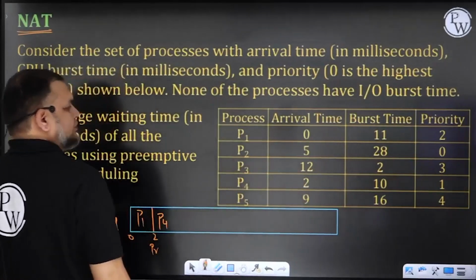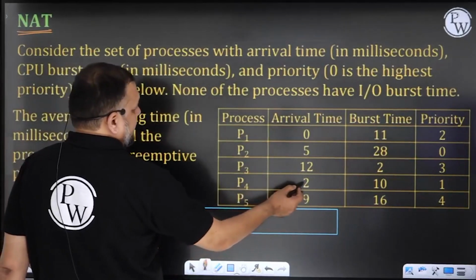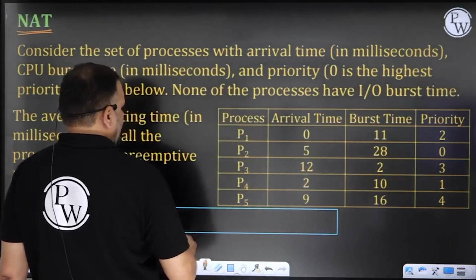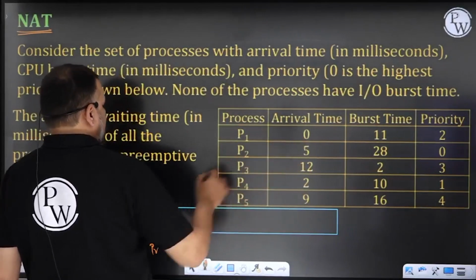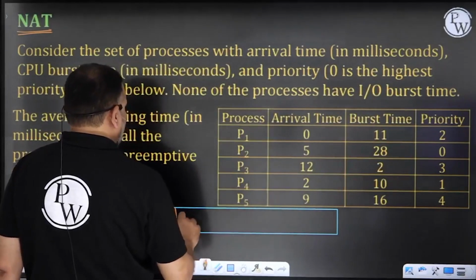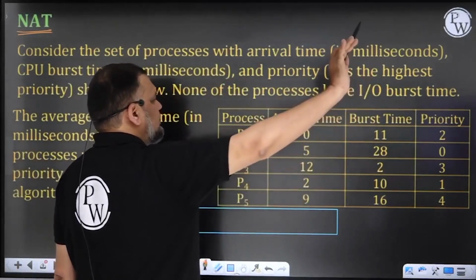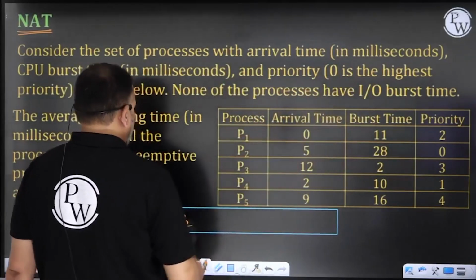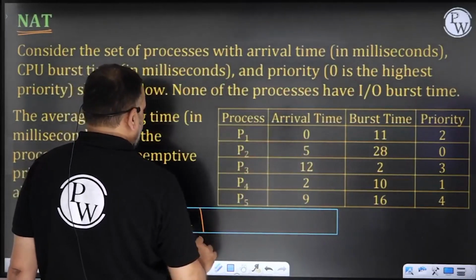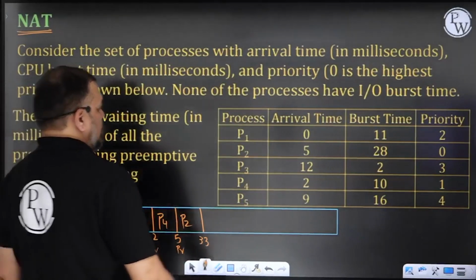Now P4 continues to run till, after 2, the next arrival time is 5. So 2 to 5, 3 units. At time 5 I receive P2 with priority 0, that is highest, so preempt. So P2 takes the charge. P2 being highest priority is not going to get preempted by anyone else, so it runs till completion, all 28 units. So 5 plus 28, 33 units. P2 completed.